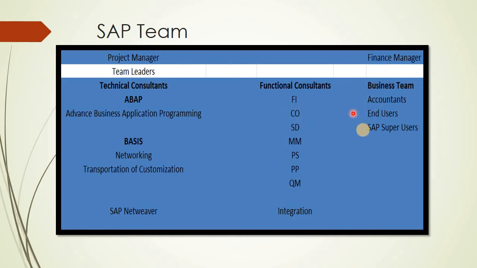Now the business team: accountants, end users and SAP super users. An SAP super user is someone who has some basic knowledge of a consultant, like master creation and how the system flows, and accountants are those who are inputting the entries in the system, like booking of sales invoices and booking of purchase invoices. So this is the work of accountants and end users.